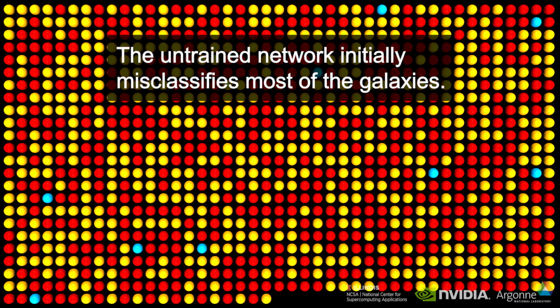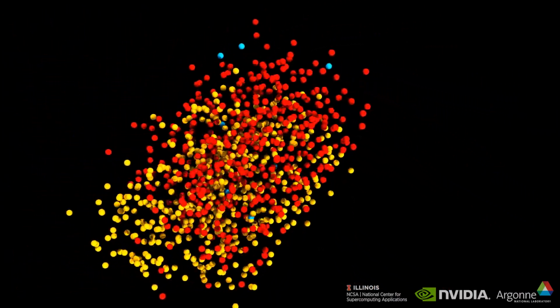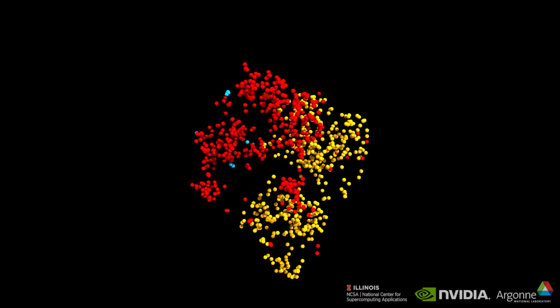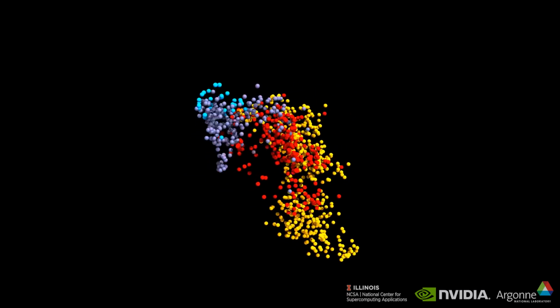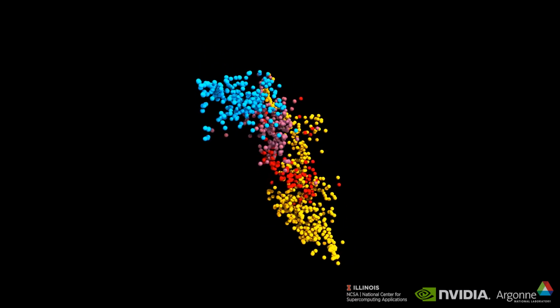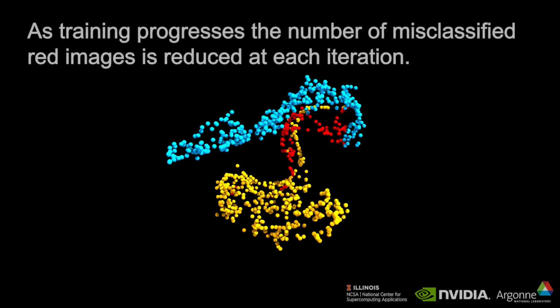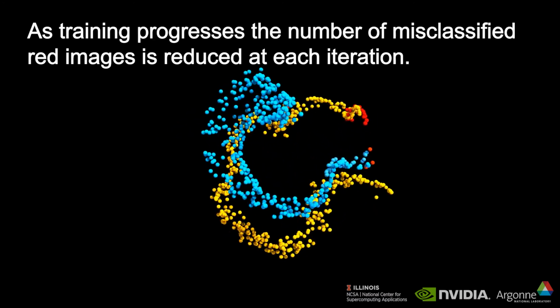In the beginning, before the network has been trained, most of the galaxies are misclassified, as shown here in red. This time we will show the condensed 3D representation for each of the images as the network learns to classify them correctly. As training progresses, the number of misclassified red images is reduced at each iteration.